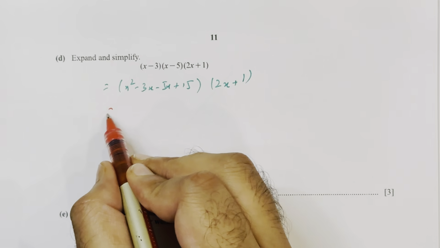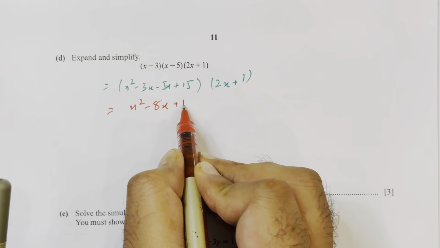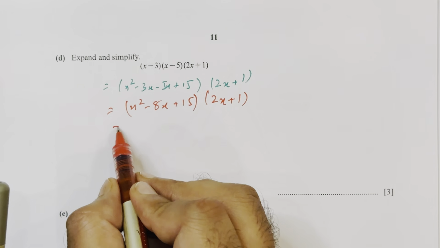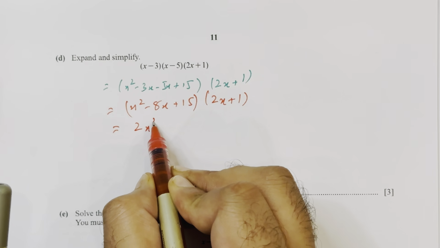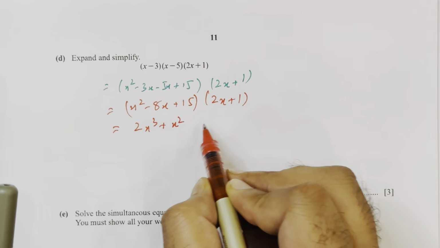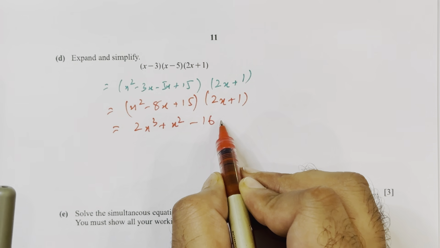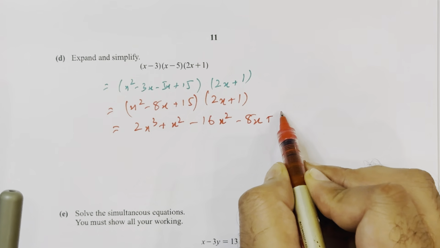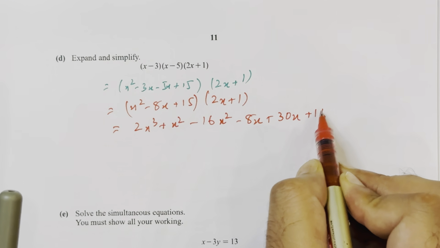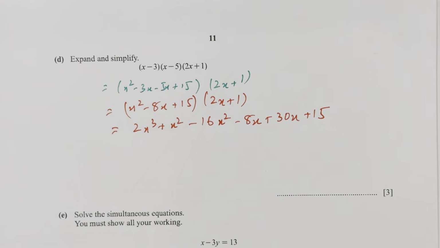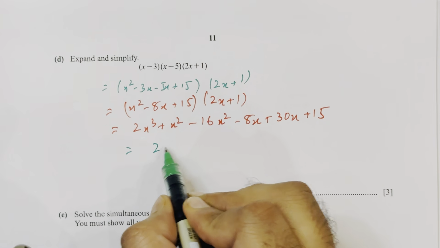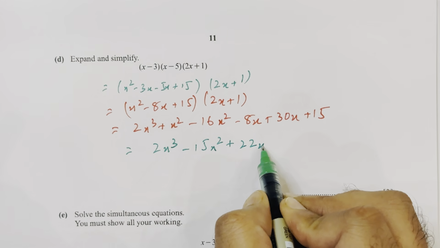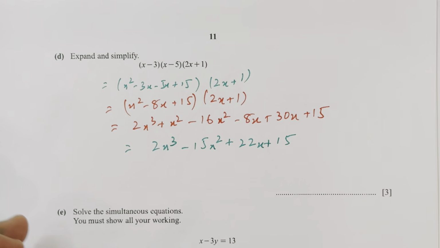After solving, it would be x square minus 8x plus 15. That would be equal to 2x plus 1. And now you need to multiply 2x cube plus x square minus 16 by x square minus 8x plus 15. Again, after further solving, 2x cube minus 15x square plus 22x plus 15. This would be our answer.